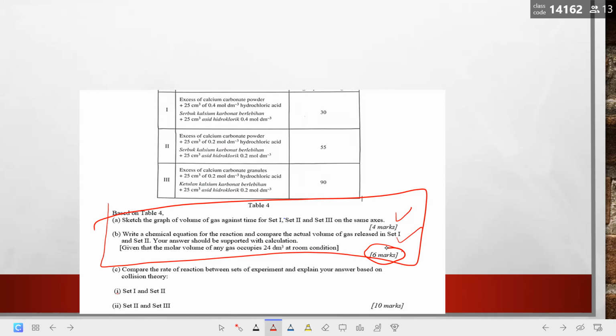I want to see you comparing set 1 and set 2 for me, and then set 2 and set 3. Okay, let's see together. This is the 2019 paper 2. Let's compare set 1 and set 2. What is the difference between set 1 and set 2? Let's see together. Who can tell teacher? Who can spot for me the difference?